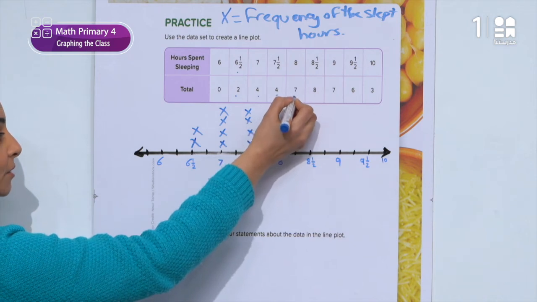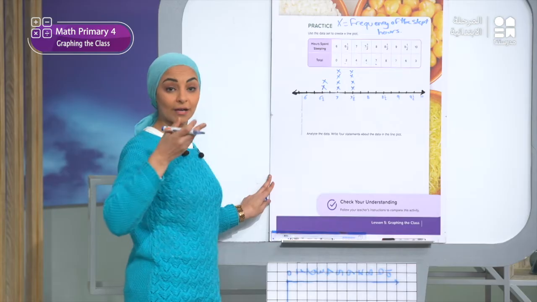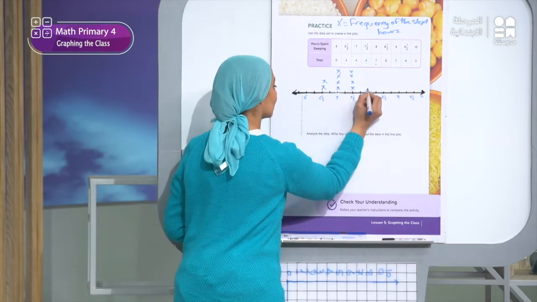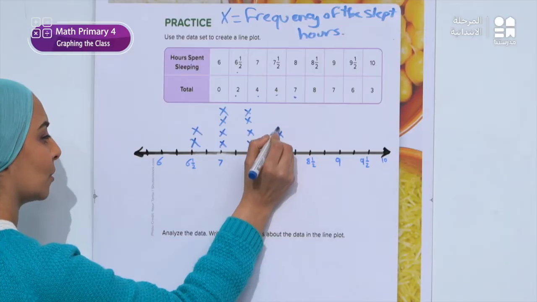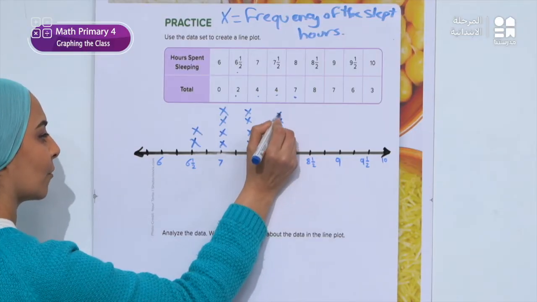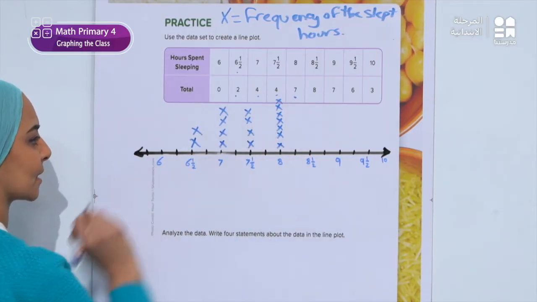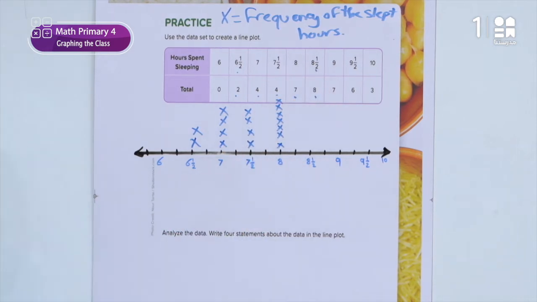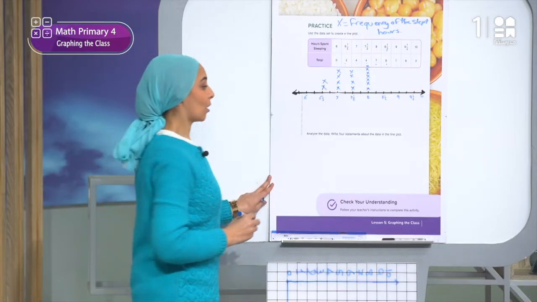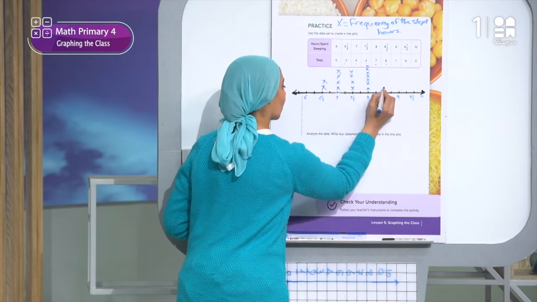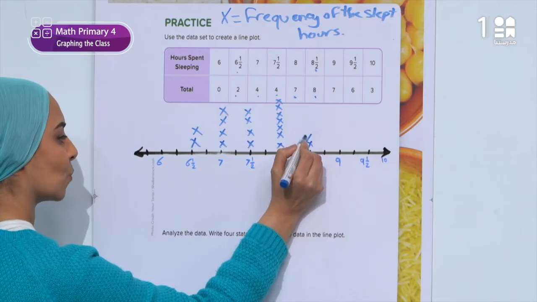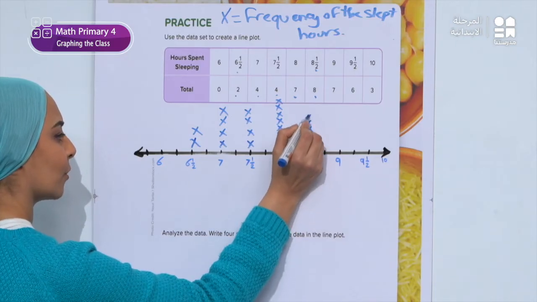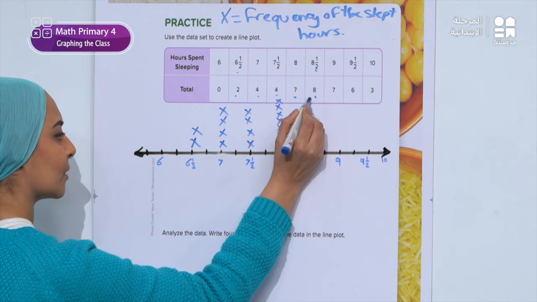Repeated 7 times, so I'll put 7 x's. Let's count: 1, 2, 3, 4, 5, 6, and 7. Then what about 8.5? It is repeated 8 times, right? Okay, so I will write 8 x's: 1, 2, 3, 4, 5, 6, 7, 8.